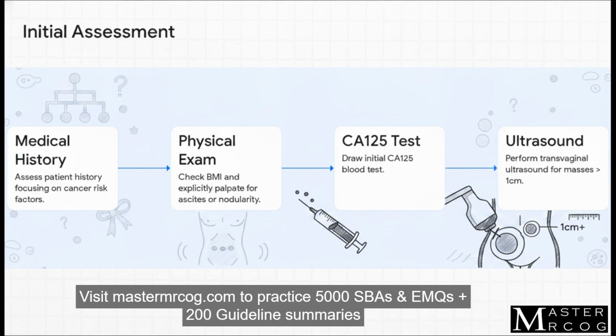Oh, and here's a critical nuance for the exam. The guidelines are very clear that only cystic lesions 1 centimeter or larger are considered clinically significant for this pathway. If it's smaller than a centimeter, it doesn't even require follow-up.